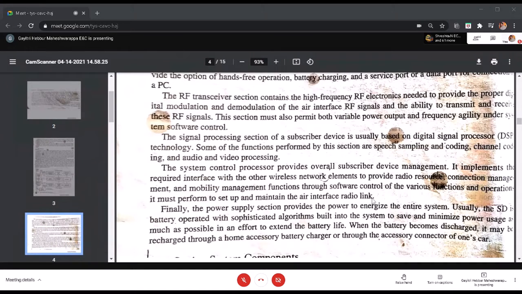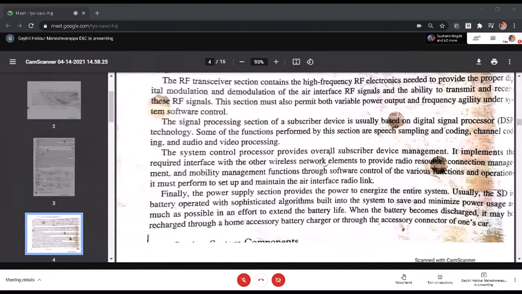As I told you, for any connections, any transmission of voice or video or any data between the mobile and the wireless network, we need to set up and maintain the air interface radio link. All those things will be taken care of by the control unit, the system control processors. It takes care of radio resource, connection management, and mobility management functions through software control to perform various operations.